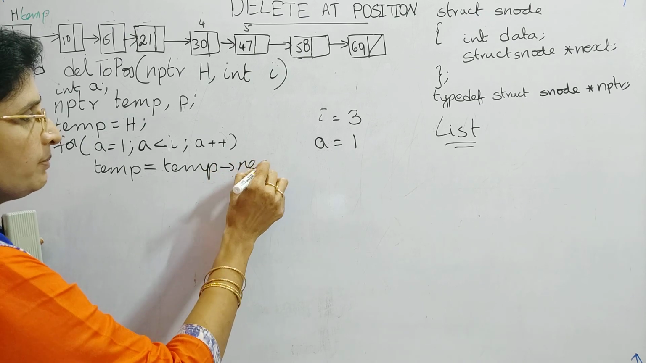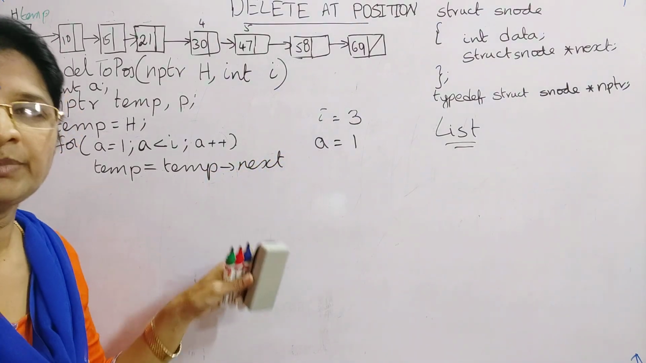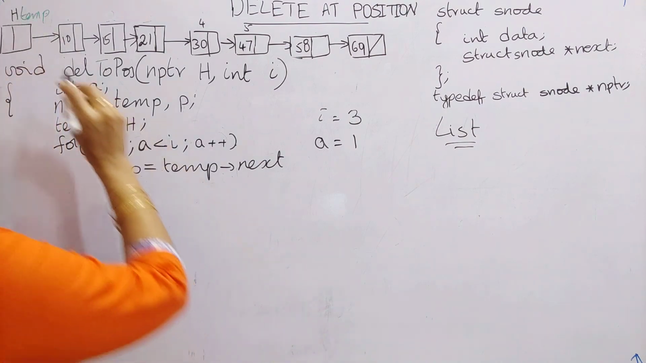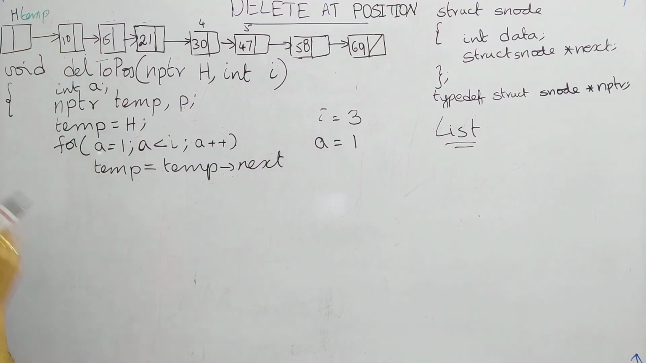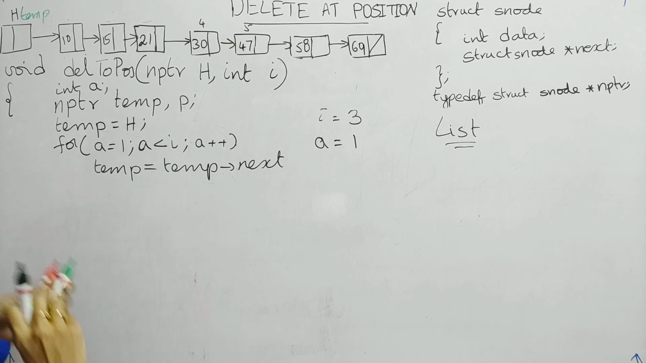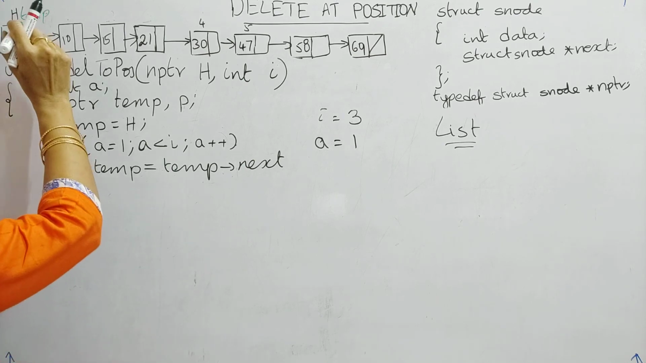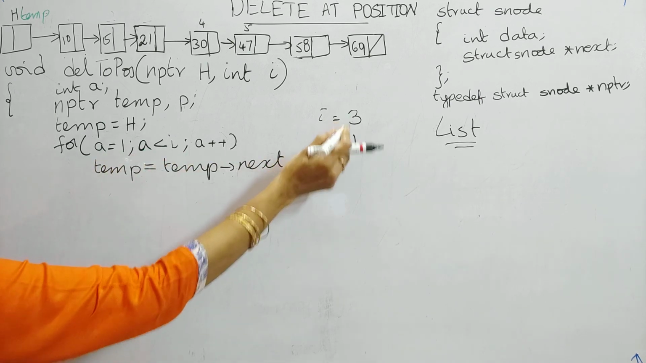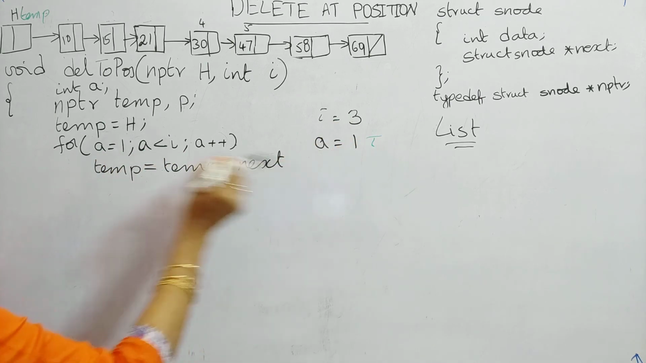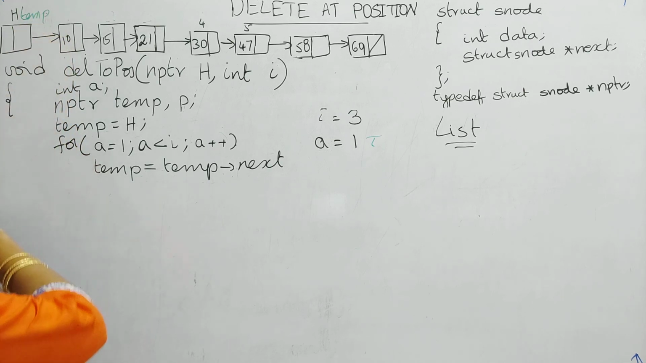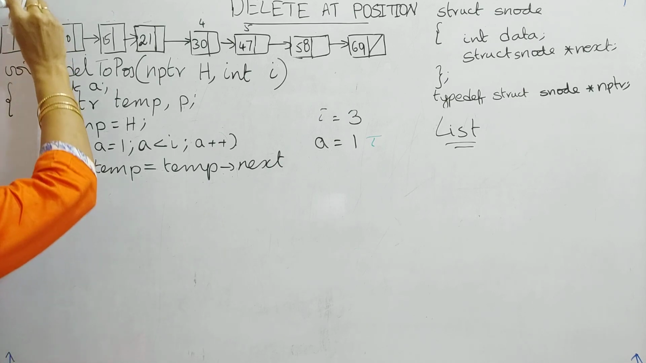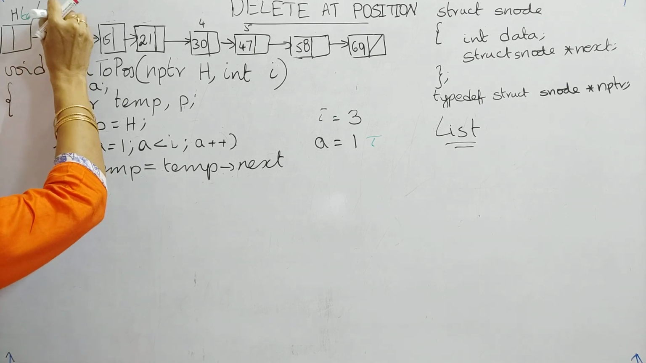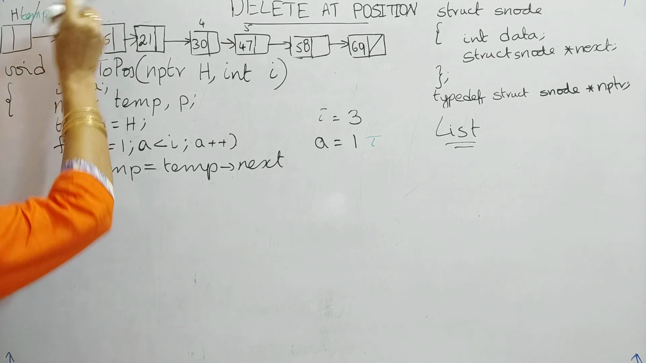Temp = temp next. What will this statement do? It will just move the pointer to the next node. So now where is temp? Here it is; the temp node is at the H. So now what do you have to do? If A is equal to 1 and 1 is less than 3, the condition is true. So now from here, where will temp move? It will move to the node 10. Now temp will be here.